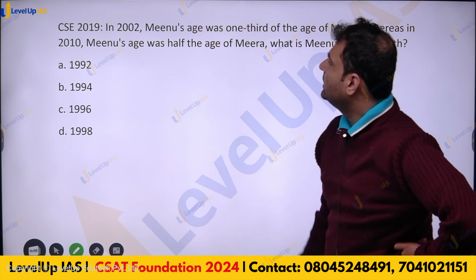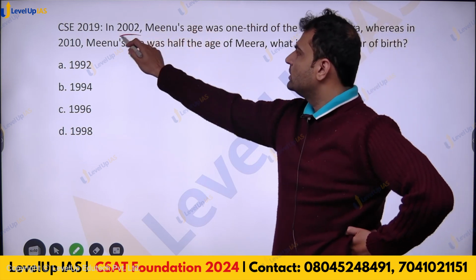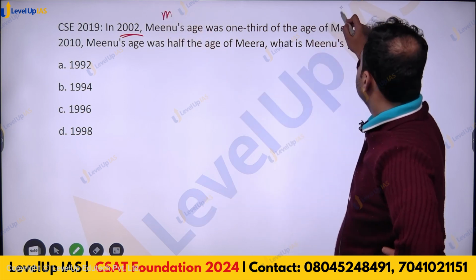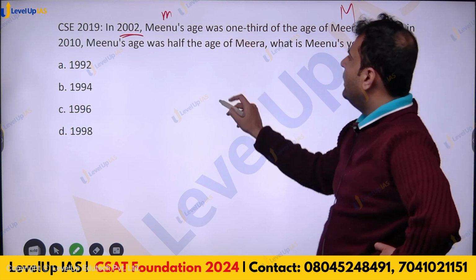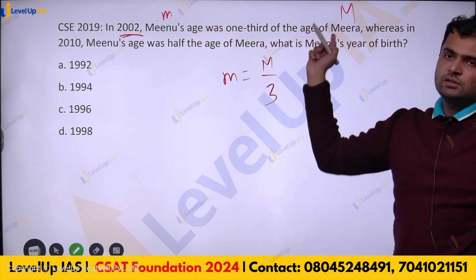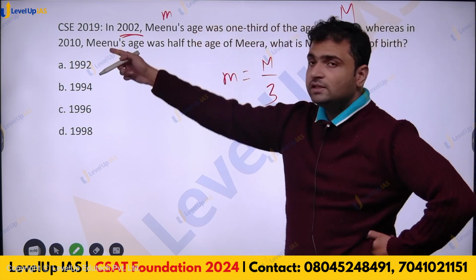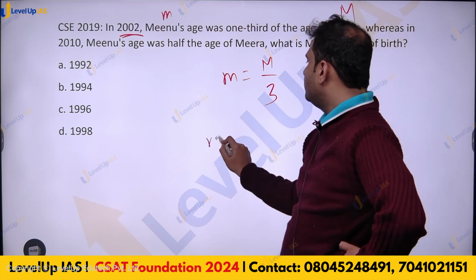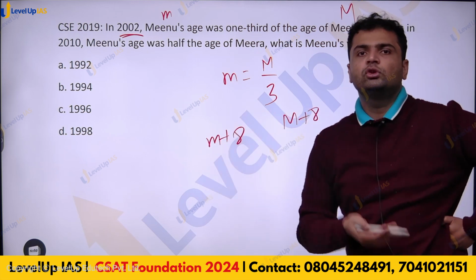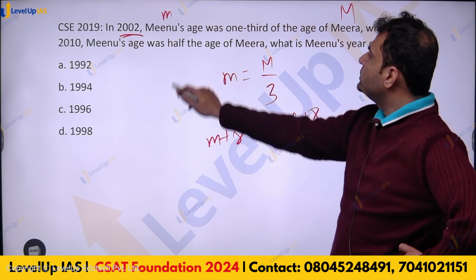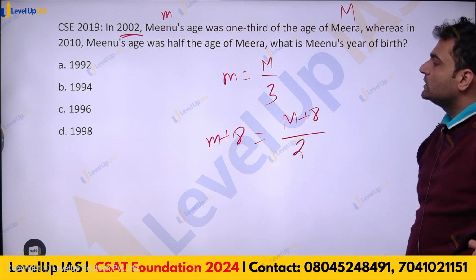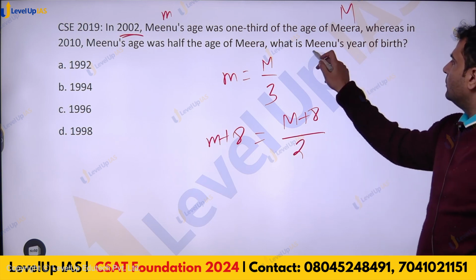Let us assume that Meenu's age in 2002 was small m, and Meera's age was, let us say, capital M. So what we have is m equal to M by 3. In 2002 their ages are small m and capital M, whereas in 2010, that is 8 years after, Meenu's age would be m plus 8 and Meera's age would be capital M plus 8. After 8 years both of them will be 8 years older, and Meenu's age was half that of Meera. So 2 equations, 2 unknowns. The question is what is Meenu's year of birth?